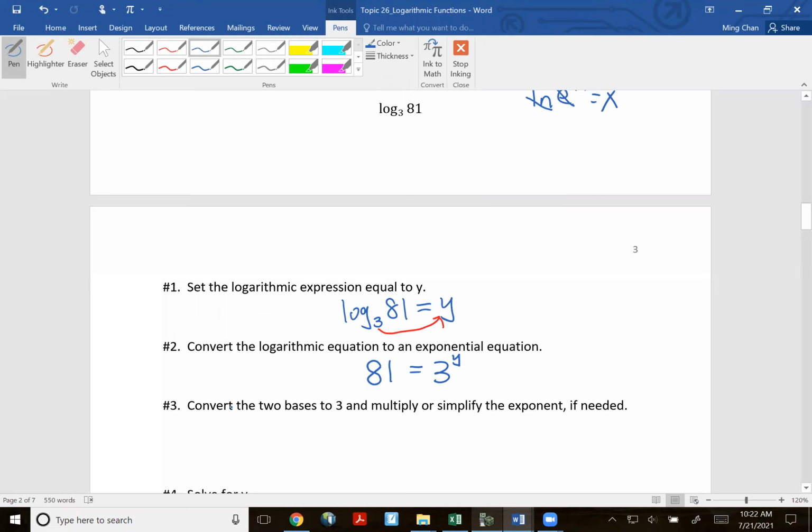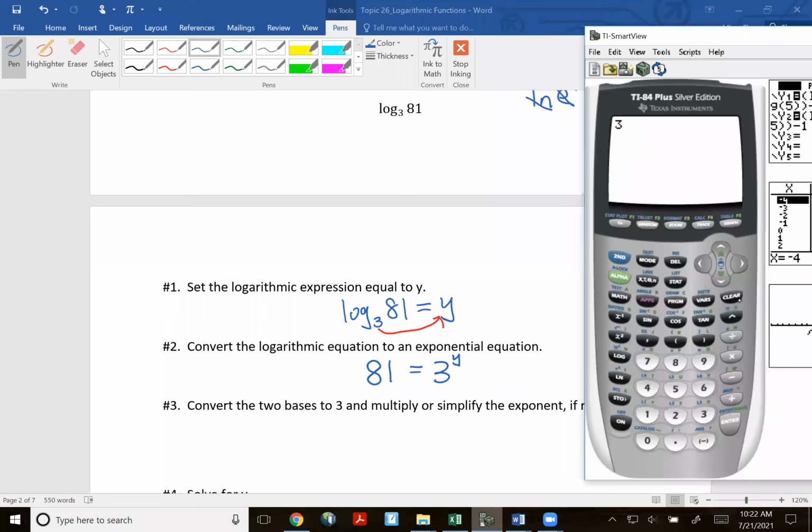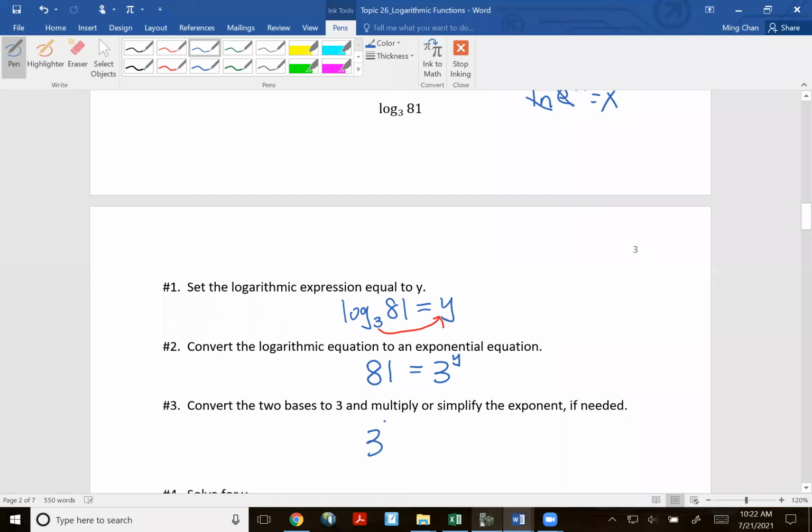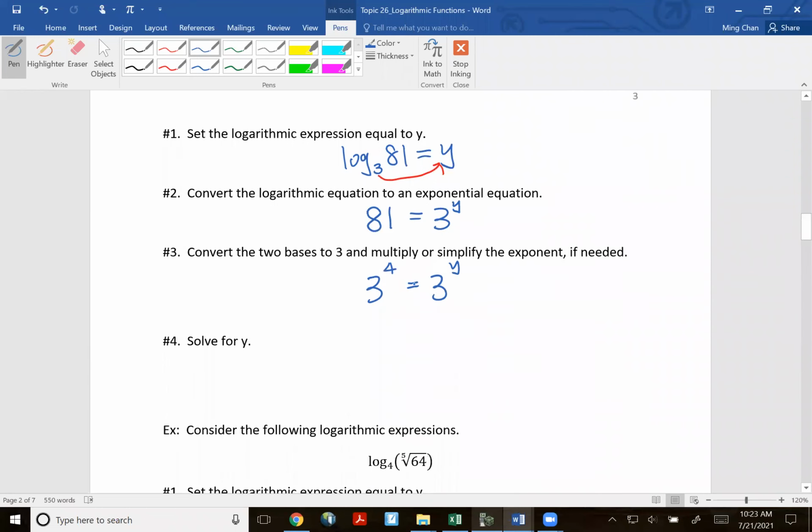So step 3 here says convert the two bases into 3. So 81, well, we know 3 squared is 9, right? So 3 to the 4th power has got to be 81. So 81 is 3 to the 4th power, which is equal to 3 to the y. So once the bases are equal, we can set the exponents equal to each other. Therefore, y equals 4.